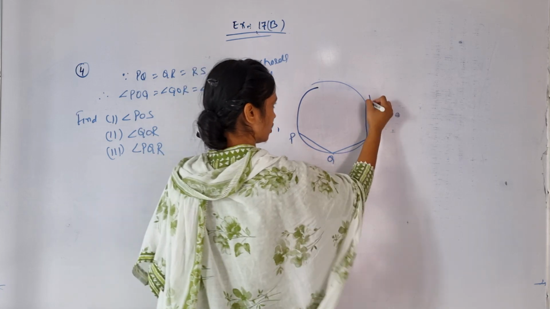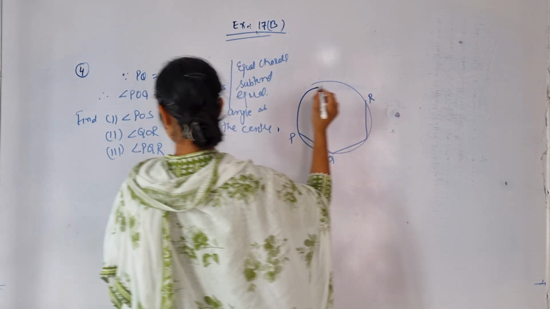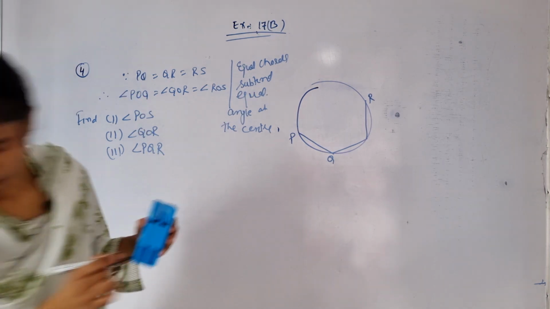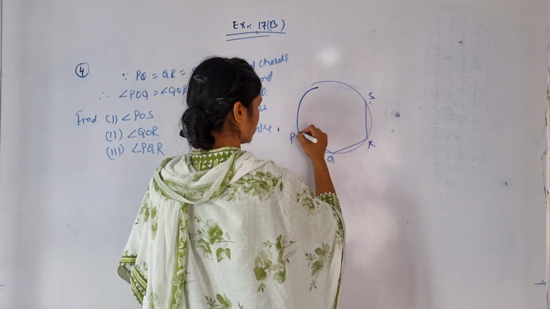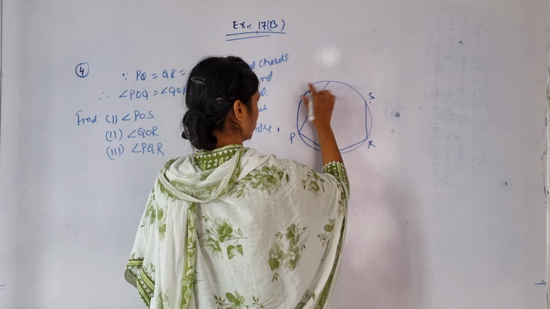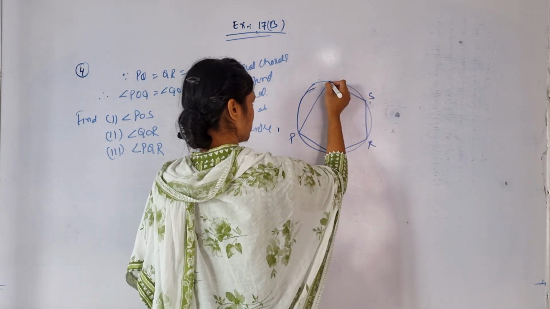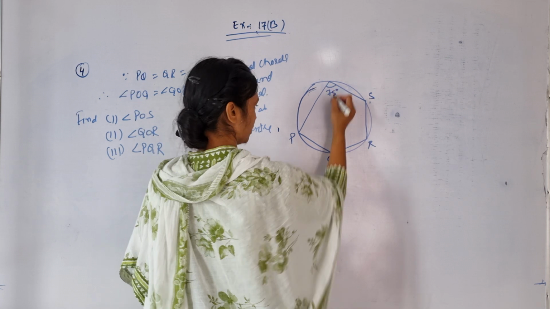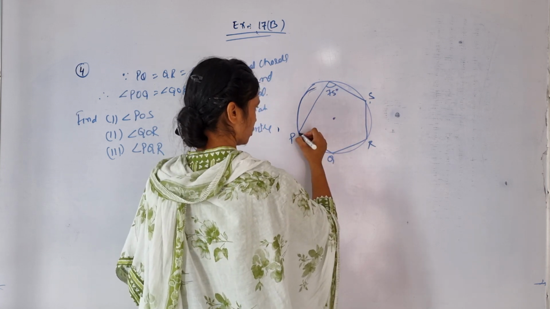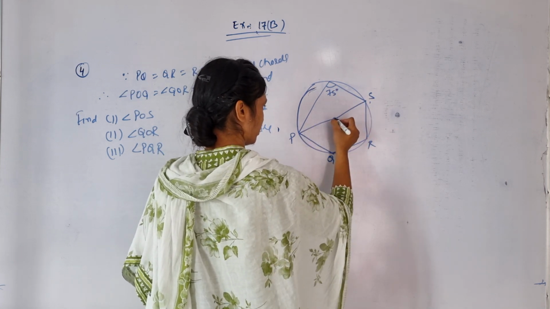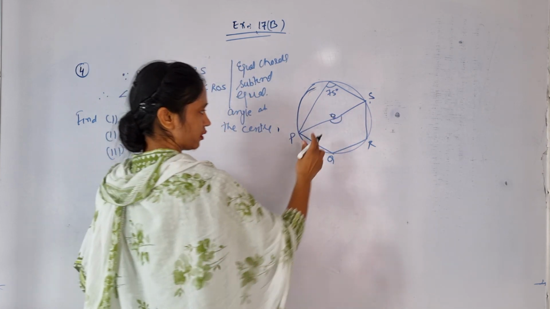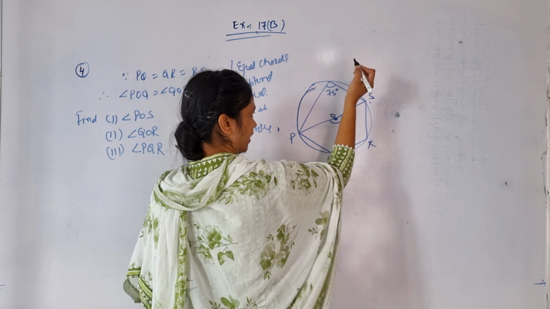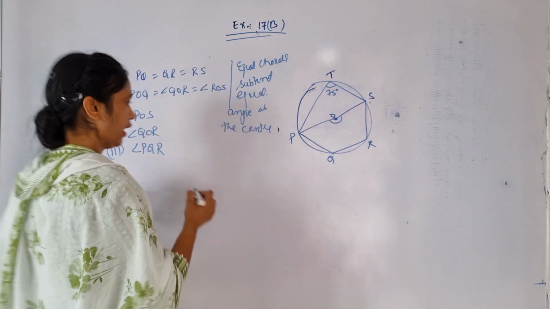P, Q, R, S. Then from PS, one angle is 75 degrees here, and suppose here is O. So consider the angle subtended by this chord at the center. So at the center, what would that be? Here is T.